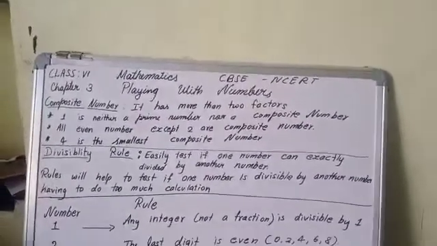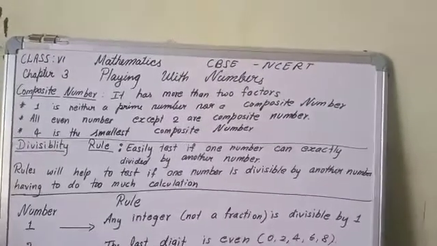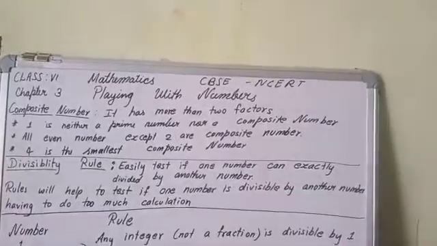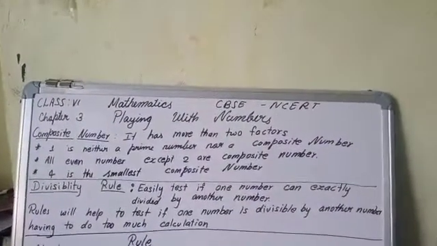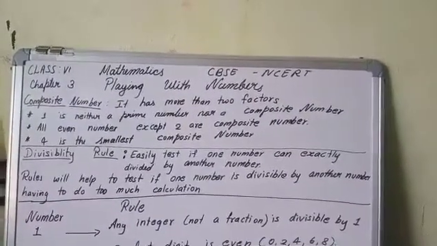This side we have written the rules. Let us see now the rule for 1. Of course, everybody knows that any integer is divisible by 1. If we divide by 0, that is a different case.